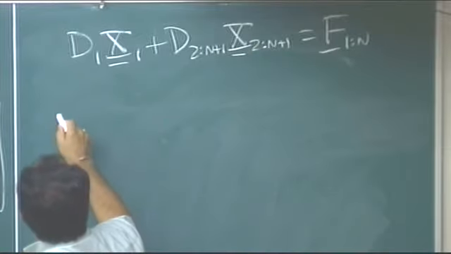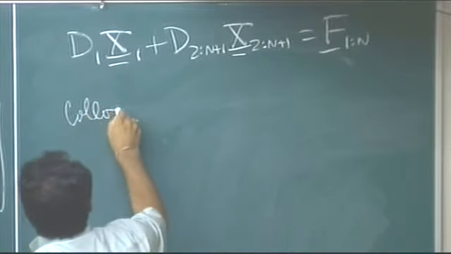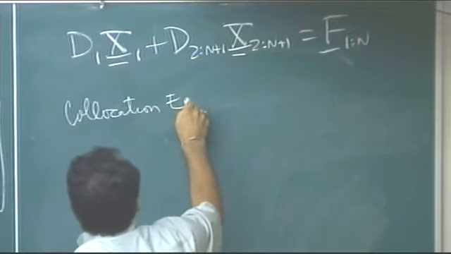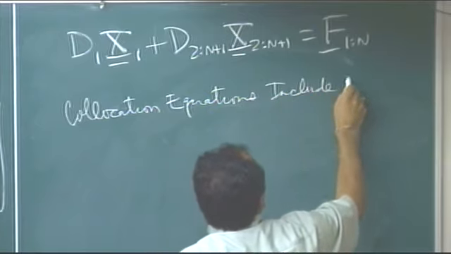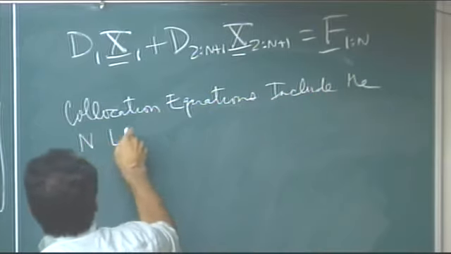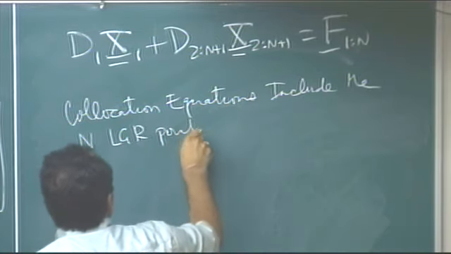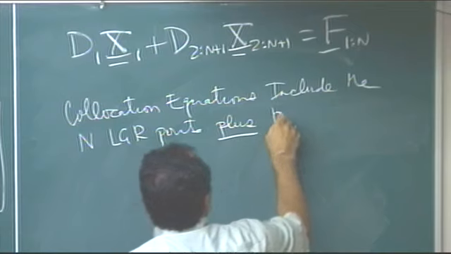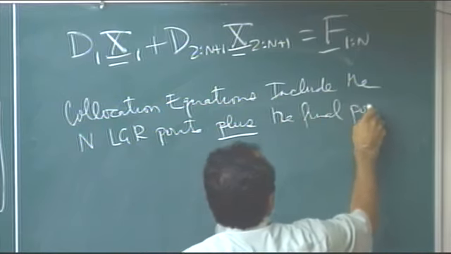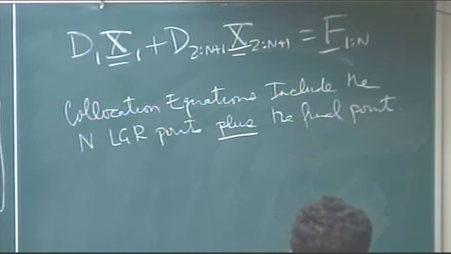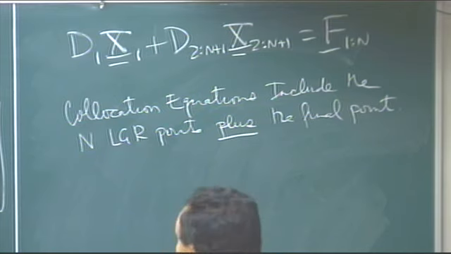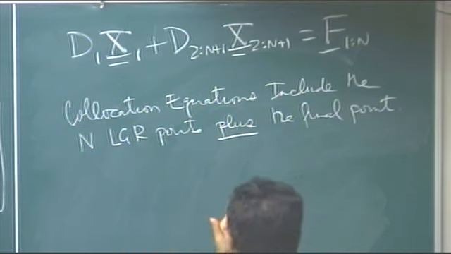So if I take this system, the collocation equations include the n LGR points plus the final point, right? So we've got this really nice setup where now we don't have to add another equation in order to get the quadrature, because whereas in Gauss we had to estimate the final state by Gauss quadrature, there's no need to do that here. We already have that final state included.